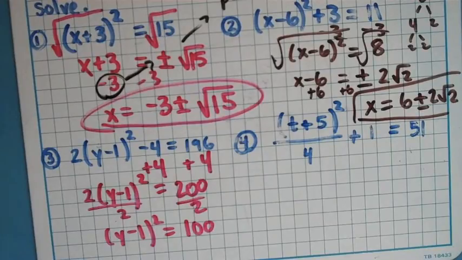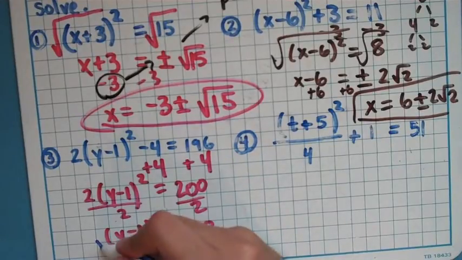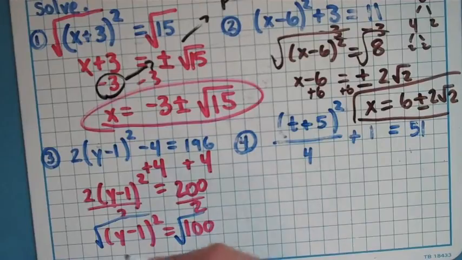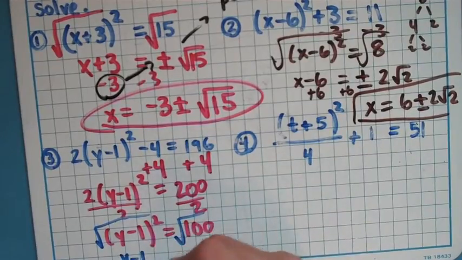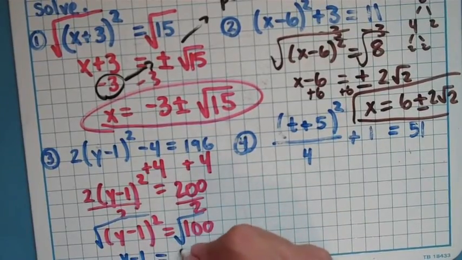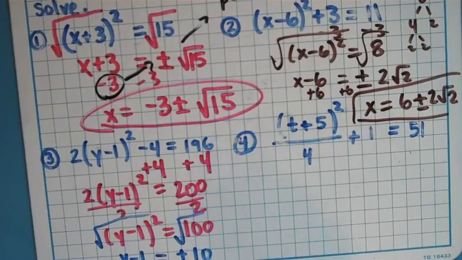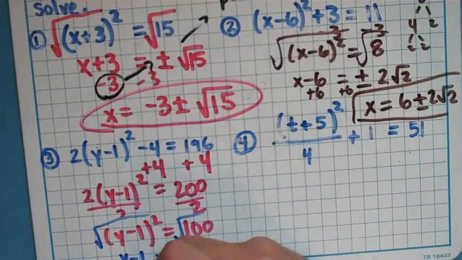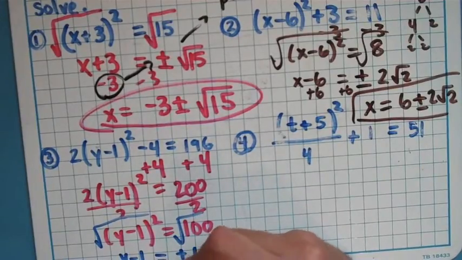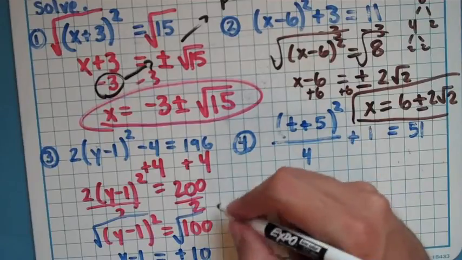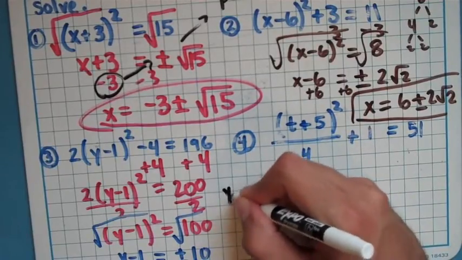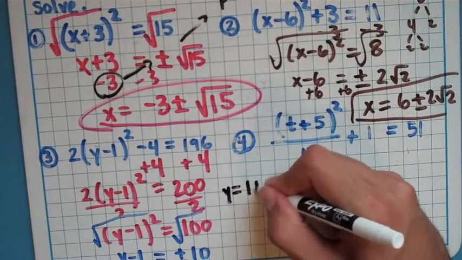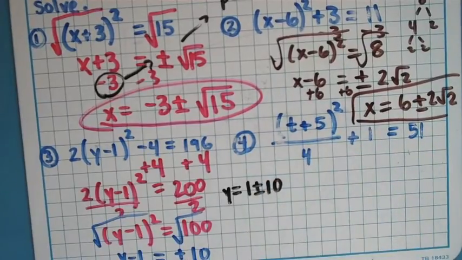Now I'm ready to take the square root of both sides. So get the squared by itself, then take the square root of both sides. I get y minus 1 equals, and this one, the square root of 100, is a whole number. So I just get plus or minus 10. Now I'm going to add my 1 to both sides here, because I want to get y by itself. And when I do that, I get y equals 1 plus or minus 10.